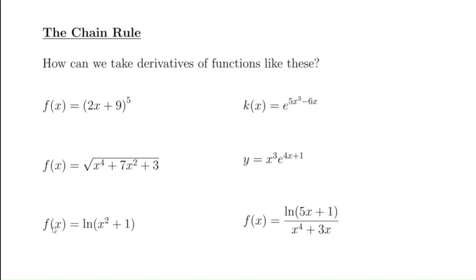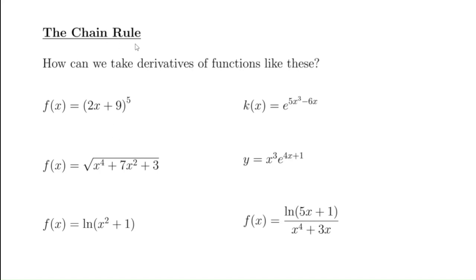Same thing here. This f can be considered the composition of an inside function, x squared plus 1, with an outside function, natural log, or natural log of x. Right here, 2x plus 9 is the inside function. The outside function would be x to the fifth. Whatever your inside function is, you think of it as just one big x, and your outside function is what's left. It would be x to the fifth. So how do we take derivatives of compositions of functions?